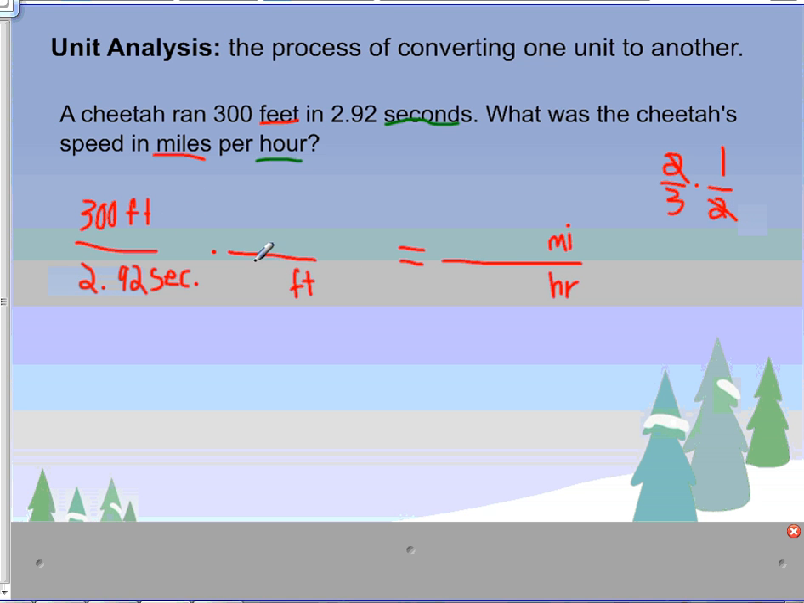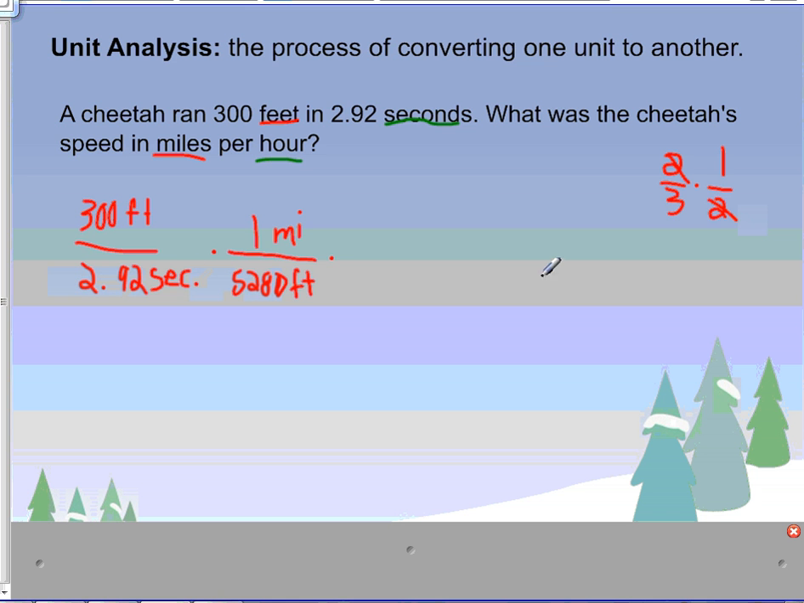Okay, now we want to get to miles. So for 1 mile, how many feet are there? Well, there's 5,280. All right. And now we dealt with the feet to miles.